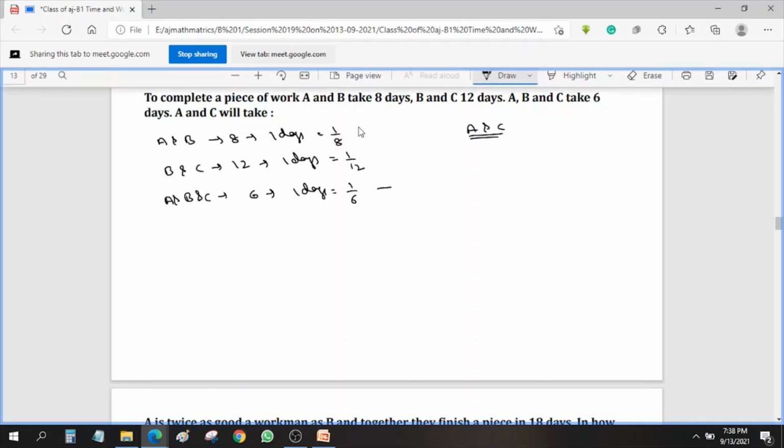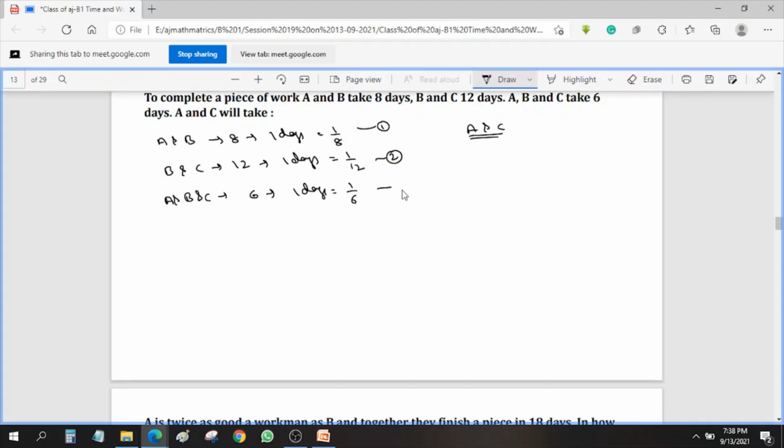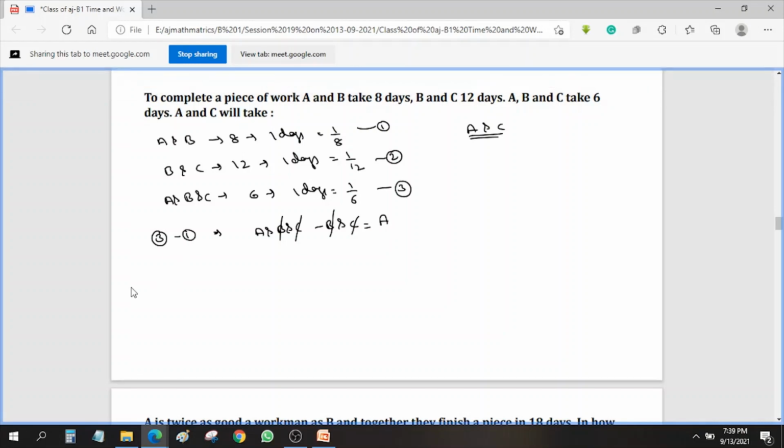For example, call these equations 1, 2 and 3. If you do 3 minus 2, what happens here? A, B and C minus B and C: B gets cancelled, C gets cancelled, and we are left with A. Which means if you want to find A's 1 day's work, we subtract 3 minus 2. So 1 by 6 minus 1 by 12, which gives 2 minus 1 by 12, which is 1 by 12. So this is A's 1 day's work.